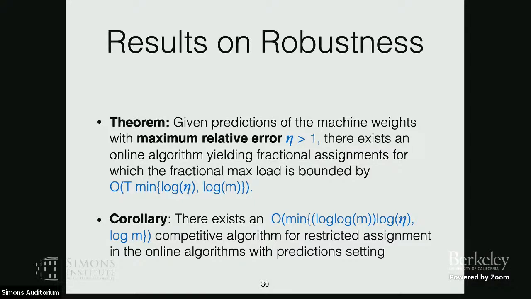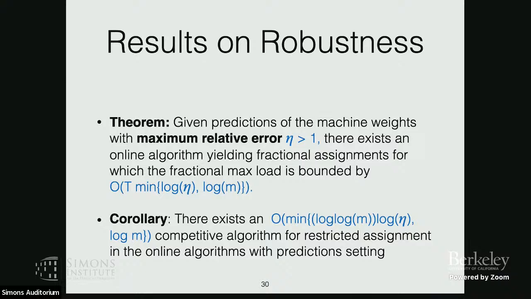For each of the weights, we look at the maximum relative error, eta: the weights I predict relative to the weights I should have been given. We show that we can correct for this error, and we give a competitive ratio that's the minimum of log eta and log m for the fractional problem. So if you just use the weights, you lose something polynomial in eta. Our algorithm realizes online that there's some error and corrects for it dynamically, pushing it down to log eta.